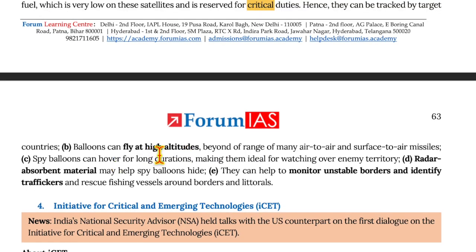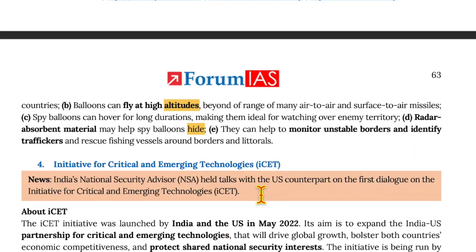Now, balloons can fly at high altitudes beyond the range of many air-to-air and surface-to-air missiles. Spy balloons can hover for long durations, making them ideal for watching over enemy territory. Radar-absorbent materials may help spy balloons hide. They can help to monitor unstable borders, identify traffickers, and rescue fishing vessels around borders and littorals.